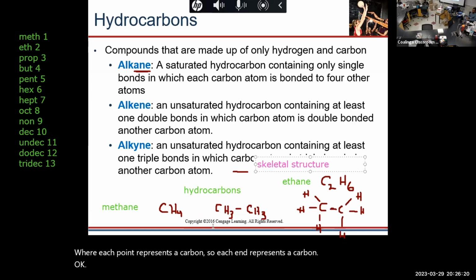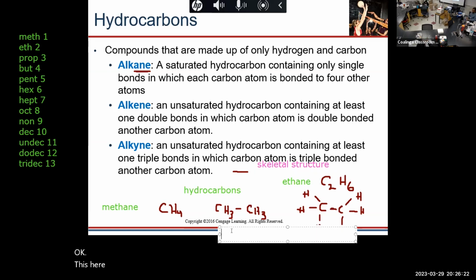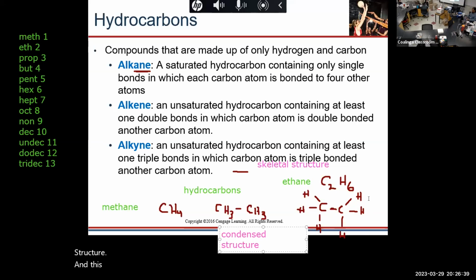This here is the condensed structure. And this here is the expanded structure.